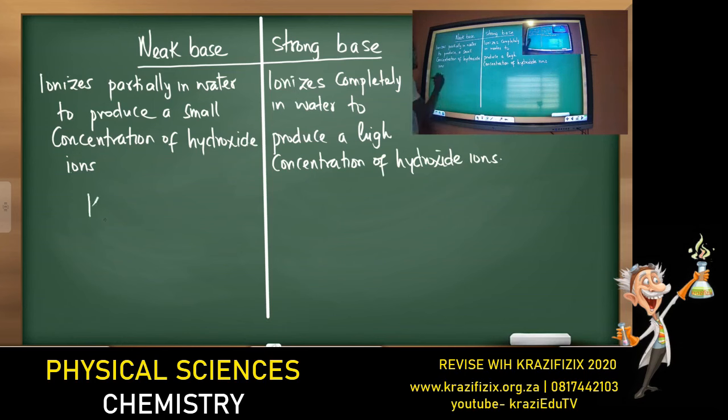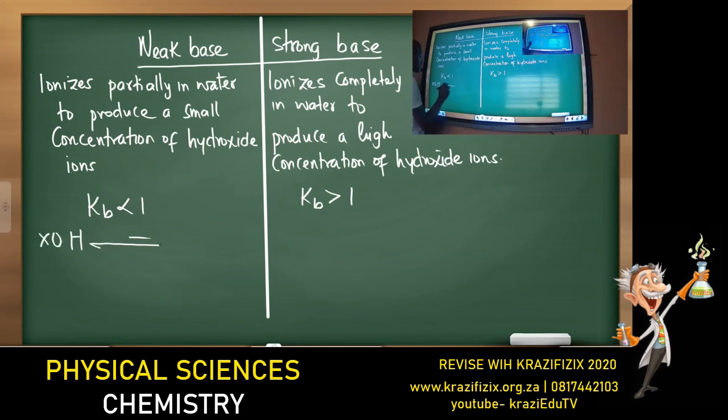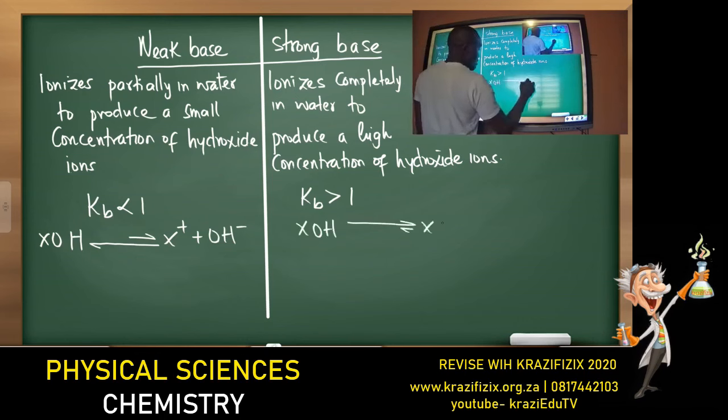A weak base has Kb less than 1. A strong base, Kb, remember we talked about Kc, is greater than 1. For a weak base, you have the reverse reaction favored. So if I have XOH, the reverse reaction is favored: X plus OH minus. For a strong base, the forward reaction is favored.